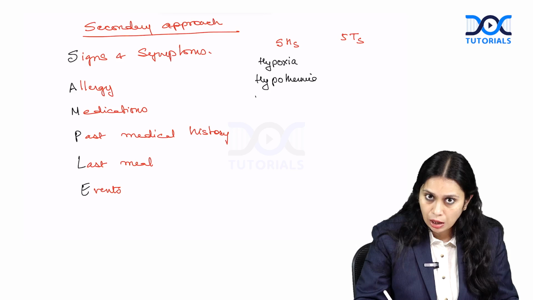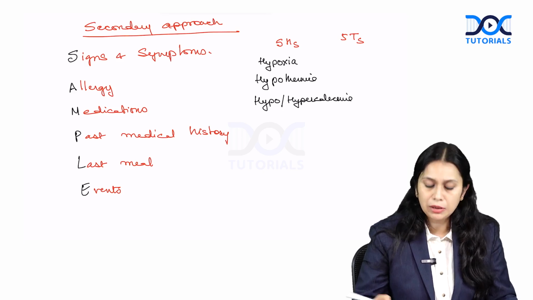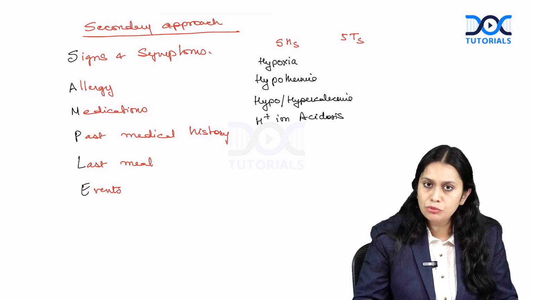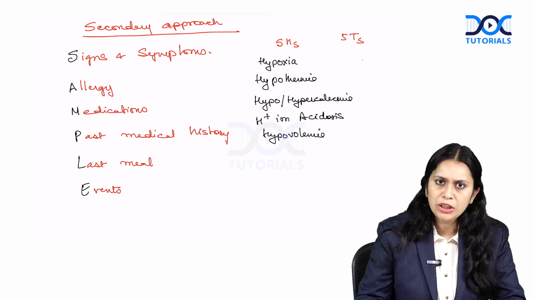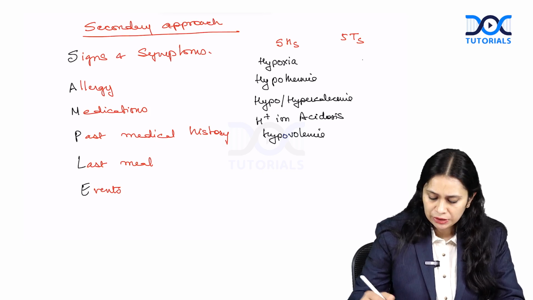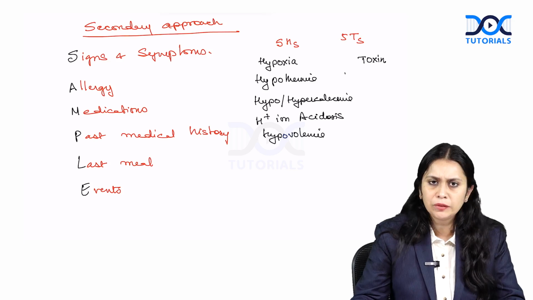We need to rule out hyperkalemia, right? We need to rule out acidosis, that is H plus ion, right? Acidosis, and we need to rule out hypovolemia. So we need to rule out the 5 H's, and also we need to rule out the 5 T's. So what are the 5 T's? The first T is toxin. The patient has ingested some toxin. Maybe there is some antidote, we will use it.